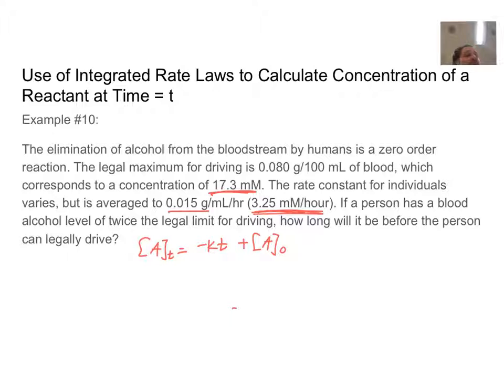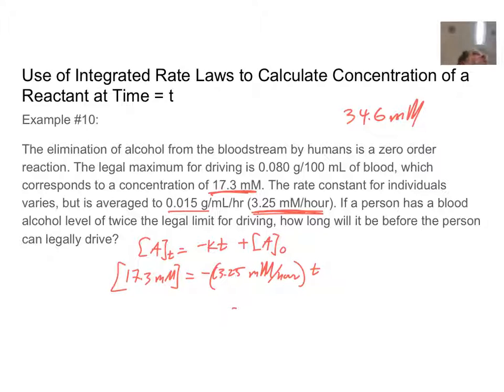Well, we're starting at the initial concentration, so the initial concentration is going to be twice the legal limit. So twice the legal limit is going to be 17.3 times 2, which is 34.6 millimolar, and I could change that to molar, but I don't think I need to for this particular example. So the final concentration for this individual is 17.3 millimolar. We know that the rate is 3.25 millimolar per hour. And the time is what we're looking for. So this is how long it's going to take this individual to go from twice the legal limit to the legal limit.